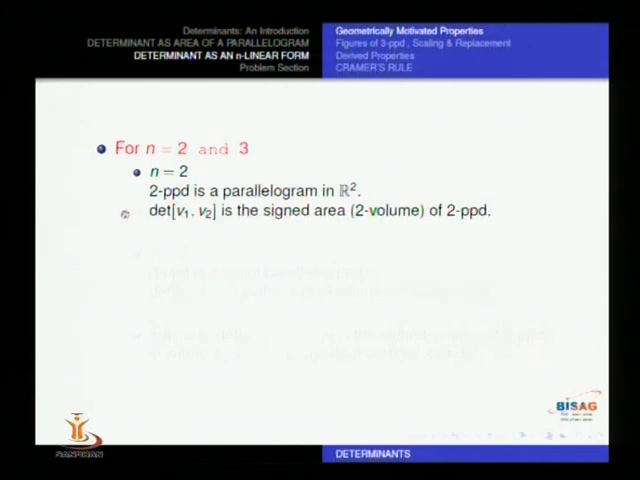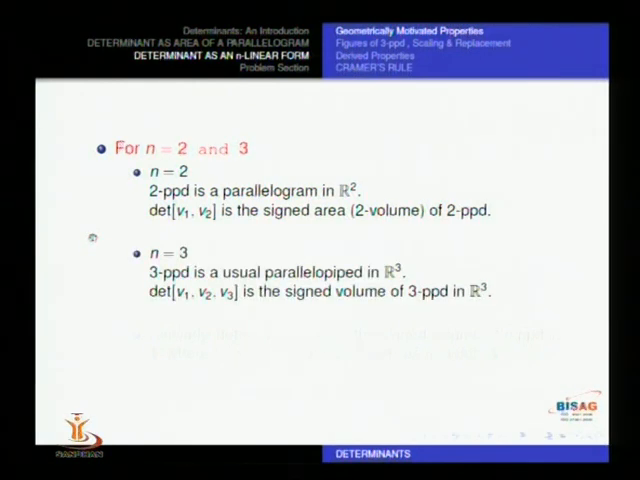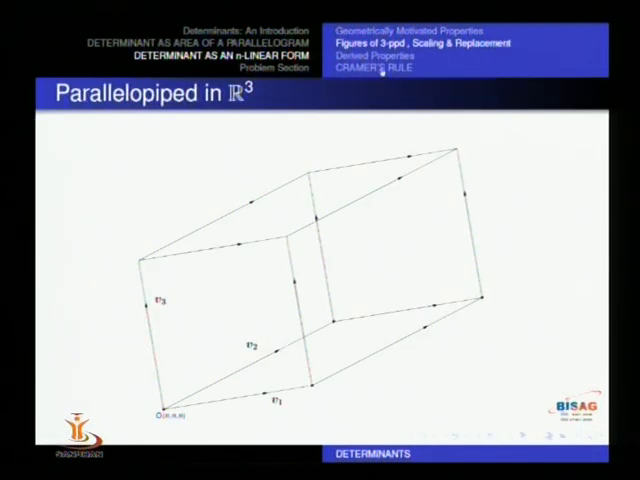Now in this generalized case, if we take n as 2 or 3, in the 2 case we get a parallelogram, which has already been explained, and its volume is basically area. 2-volume is basically area. Now when we talk about n equal to 3, we actually enter 3D, R3. Here 3 PPD is the usual parallelepiped. One can think about the picture of a parallelepiped which is available here. I'll just show you. This is a parallelepiped, you can see. So a box basically in 3D.